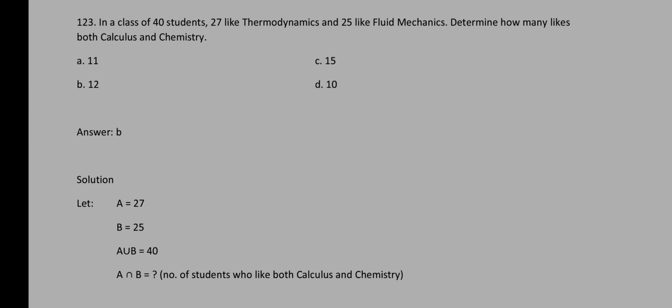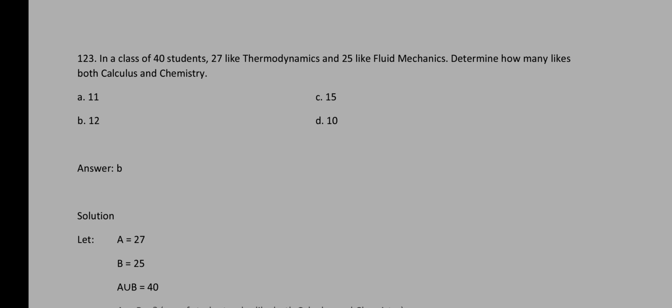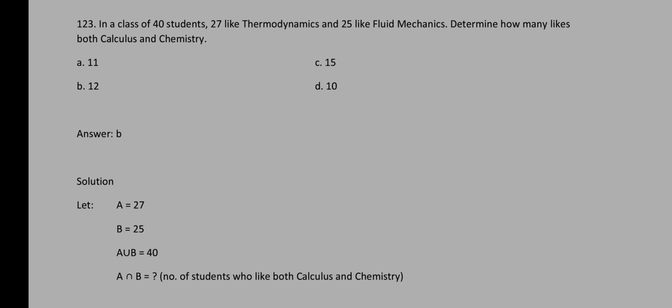Next, 123. In a class of 40 students, 27 like thermodynamics and 25 like fluid mechanics. Determine how many like both calculus and chemistry. So, this is what you will do. Since thermo and fluid are separate from calculus and chemistry, the answer is letter B.